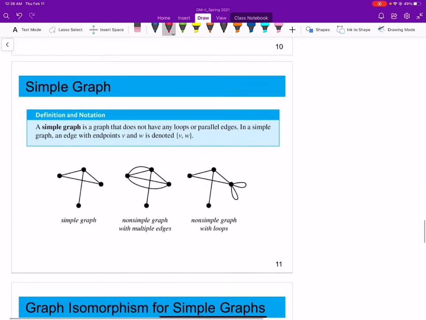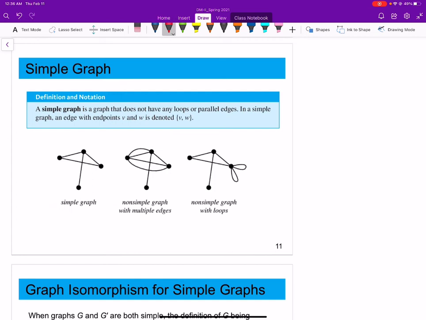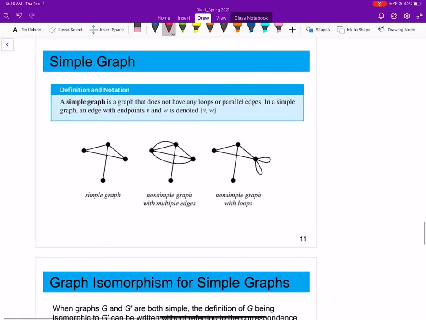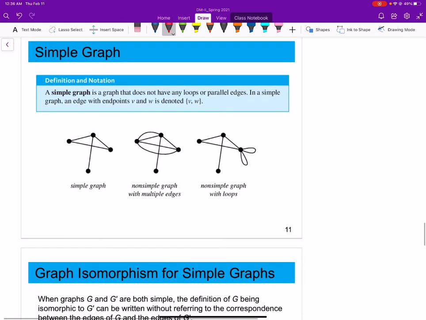Alright, so that's the end of the example, and then we are going to discuss simple graphs. A simple graph is a special type of graph, and this is the definition. A simple graph is a graph that does not have any loops or parallel edges. In a simple graph, an edge with endpoints V and W is denoted by V comma W because there are no loops or parallel edges.